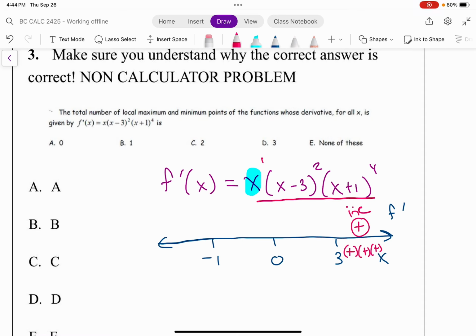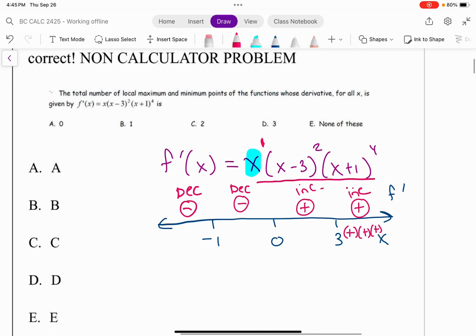So at 3, this graph's going to bounce, which means if it's positive, it's going to continue to be positive. So it's increasing, increasing. At 0, the multiplicity is 1, that means it's going to cross, so the graph is decreasing. And then at -1, the multiplicity is 4, and so that tells us it's going to bounce again. And so the graph's decreasing.